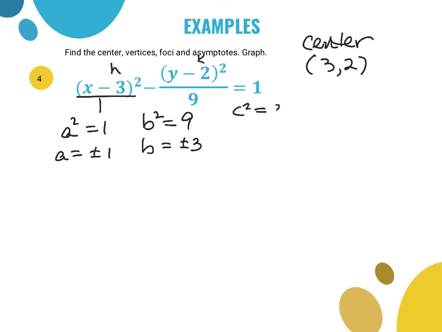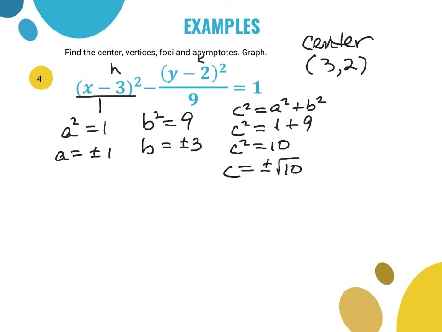To find C, I'm using C squared equals A squared plus B squared. 1 plus 9. C squared equals 10, so C equals plus and minus the square root of 10. Again, I can approximate the square root of 10. It's in between the two perfect squares of 9 and 16, so it's really close to 9, so I could say it's maybe around 3.2.